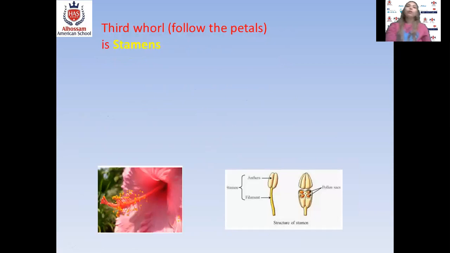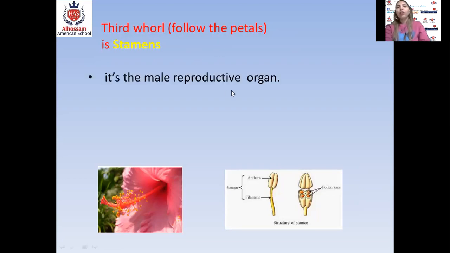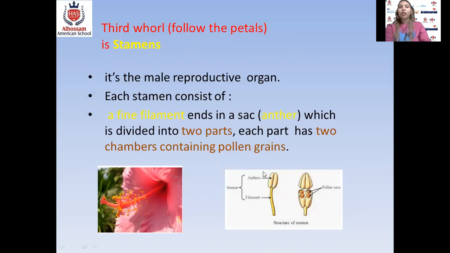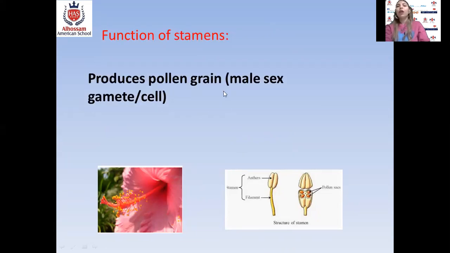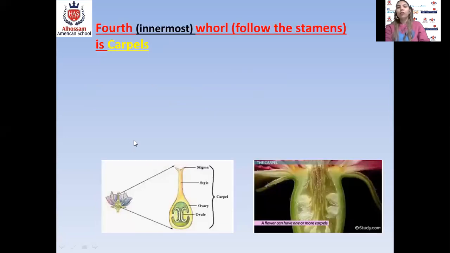So stamen, which is the 3rd whorl, follows petals, and it's the male reproductive organ. Each stamen consists of 2 parts. As you can see here, the first part is called anther, and the second part is called filament, and these 2 parts form the stamen. The anther consists of 4 rooms, okay? And these 4 rooms contain pollen grains, so they are called pollen sacs. The function of stamen, as we said, is to produce pollen grains, which are the male sex gametes or cells.